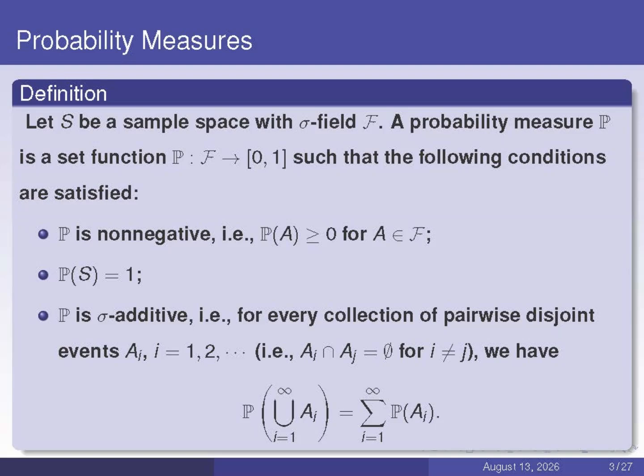The third condition says that the set function P must satisfy sigma additivity. Here, sigma denotes countable infinity, while additivity applies to pairwise disjoint events. That is, given a sequence of countably pairwise disjoint events A sub 1, A sub 2, A sub 3, all the way to infinity, the probability of the union of all these events is equal to the sum of their individual probabilities, as shown in the last line of the mathematical equation.